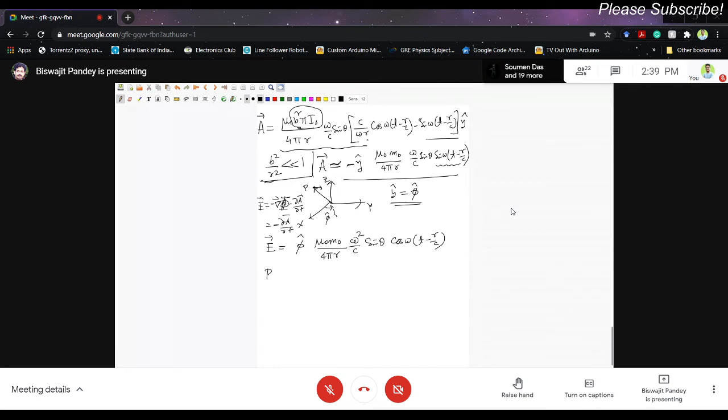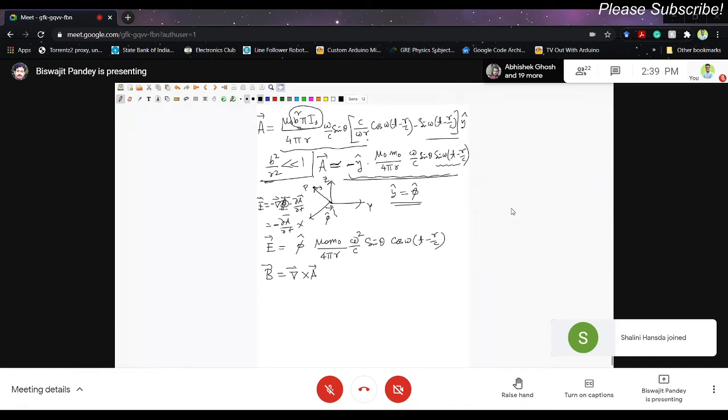So magnetic field B is given by the curl of A, and A is already calculated. A has only one component, the phi component. Let me write down the expression for A which we obtained earlier. Only the y component, that is the phi cap component, is there. So for the curl of a vector in spherical polar coordinates, we have a minus sign, and this minus sign is taken out.